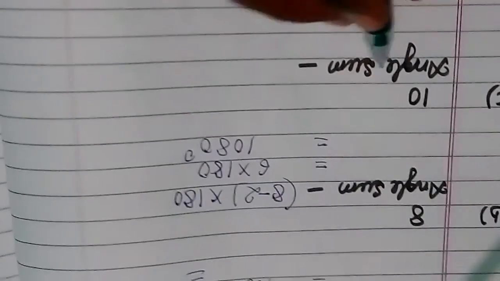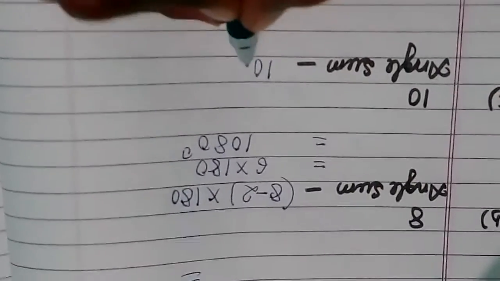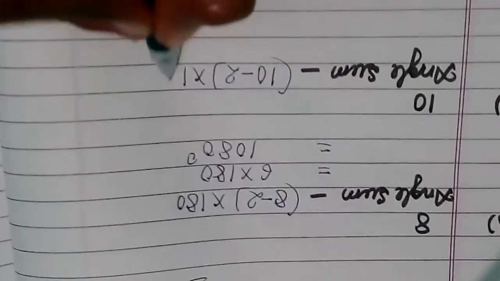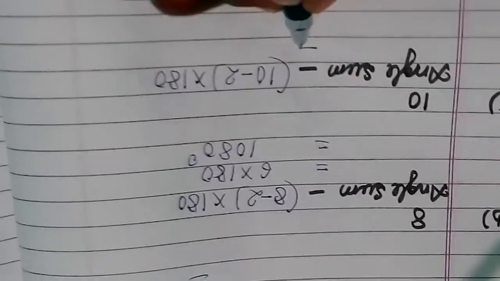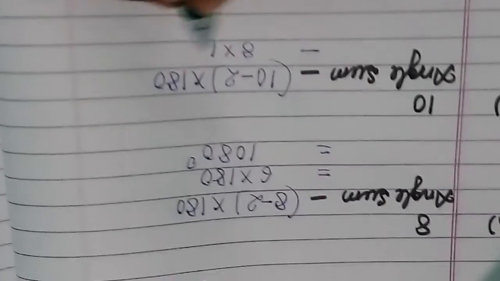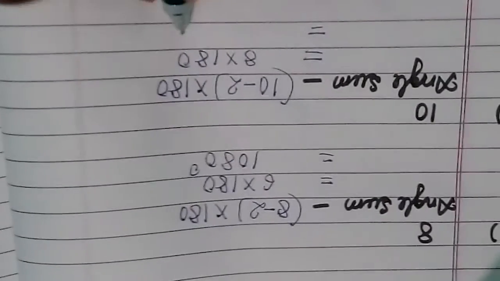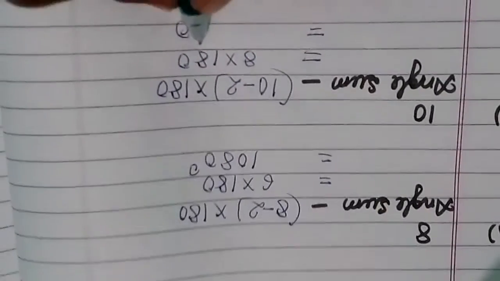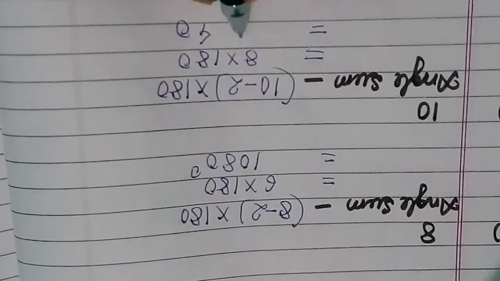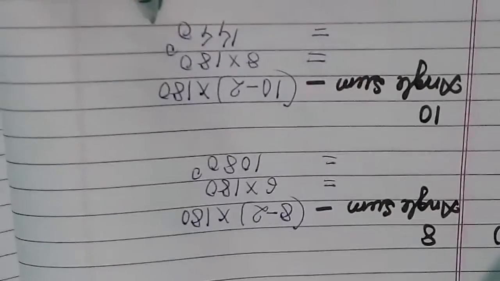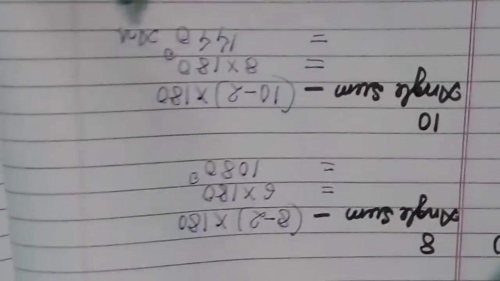Now if the sides are 10, again it's very simple. You'll firstly subtract 2 from the number of sides and multiply by 180 degrees, and you'll get 8 into 180. When I multiply this further, zeros will be 0. 8 8s are 64, carry 6. 8 1s are 8 plus 6 will be 14. So the angle sum will be 1440.